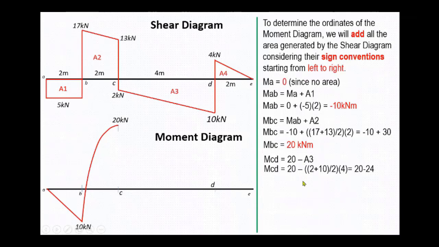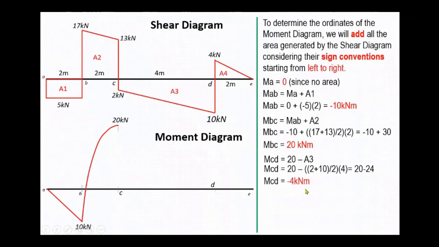Next is the moment at section C to D, or MCD, is equal to the previous moment, which is 20, plus the area of the trapezoid, or area 3. So 20 minus the area of the trapezoid, 2 plus 10 divided by 2 times the length, which is 4, equals 20 minus 24. So MCD equals negative 4 kilonewton meter.